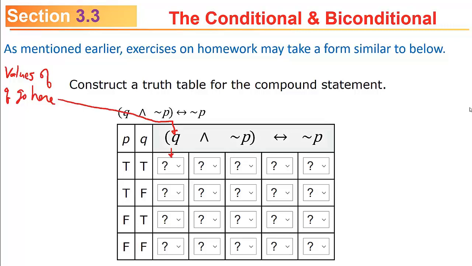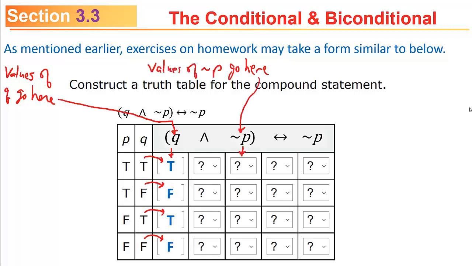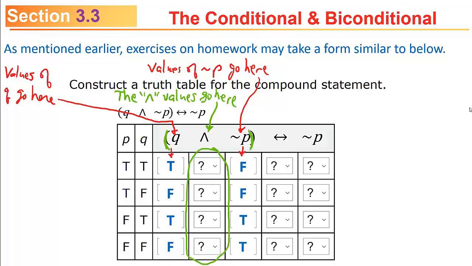You have a Q column which you want to fill in, so you take the Q values that you already know about and just move them underneath the Q. Then you move over to the not P, so you're going to look at the P column and change all the truth values to their opposites, so the true becomes false, the true becomes false, the false becomes true, and the false becomes true. Then you've got to realize you're working with an and.